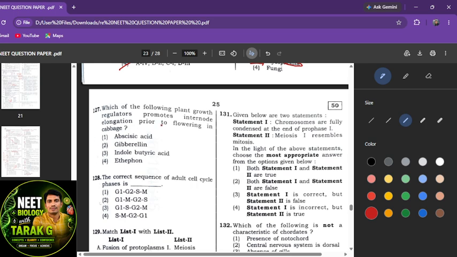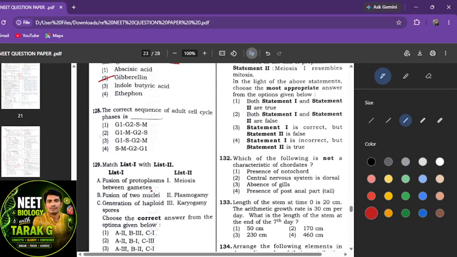127. Which of the following plant growth regulators promotes the internode elongation prior to flowering in the cabbage? Here they asked about phytohormones. That's gibberellin. Gibberellin is the phytohormone which causes elongation of the cabbage internode.